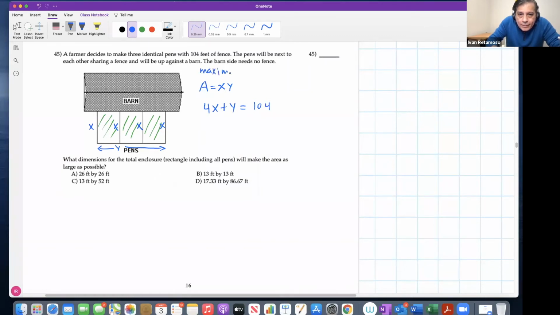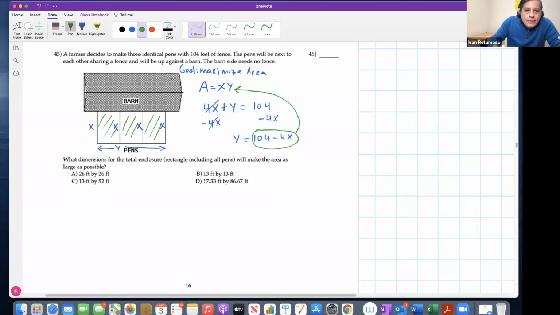Maximize area is the goal, right? And the constraint is 4x plus y equals 104. Now, guys, remember from the constraint, you are supposed to solve for y, so that you will have y in terms of x, and you can replace this into your objective function, the one that you have to maximize. Therefore, we can have the area in terms of only one variable, which is x in this case.